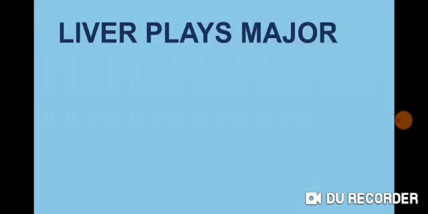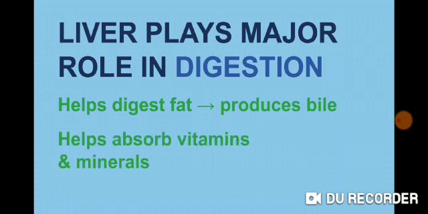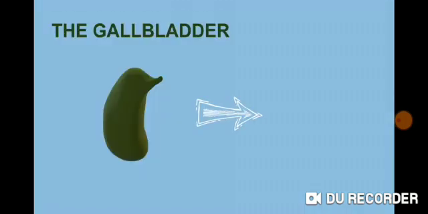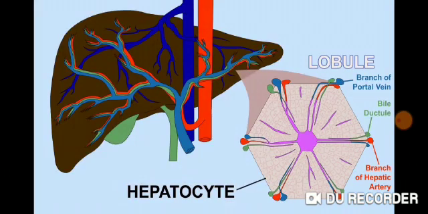The liver also plays a major role in digestion. It helps digest fats by synthesizing bile and helps you absorb vitamins and minerals. The gallbladder, a pear-shaped organ that sits under your liver, is a bile reservoir. Hepatocytes within the liver lobules produce bile.